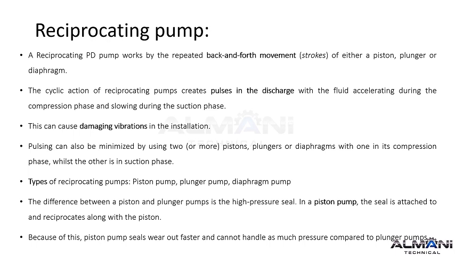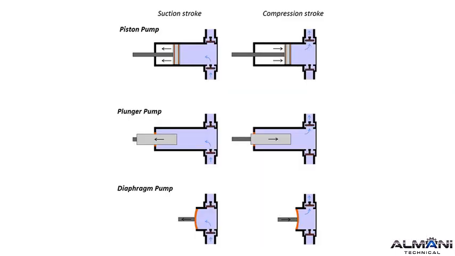This action creates a pulsating flow that can cause vibrations. Using multiple pistons out of phase minimizes pulsing. Plunger pumps handle higher pressure than piston pumps, as their seal is stationary, reducing wear. Let's see how these pumps work.